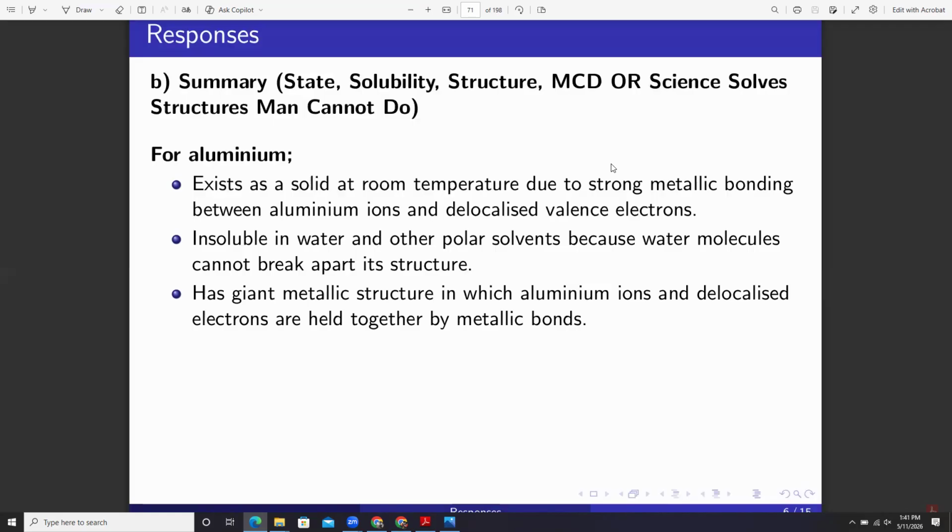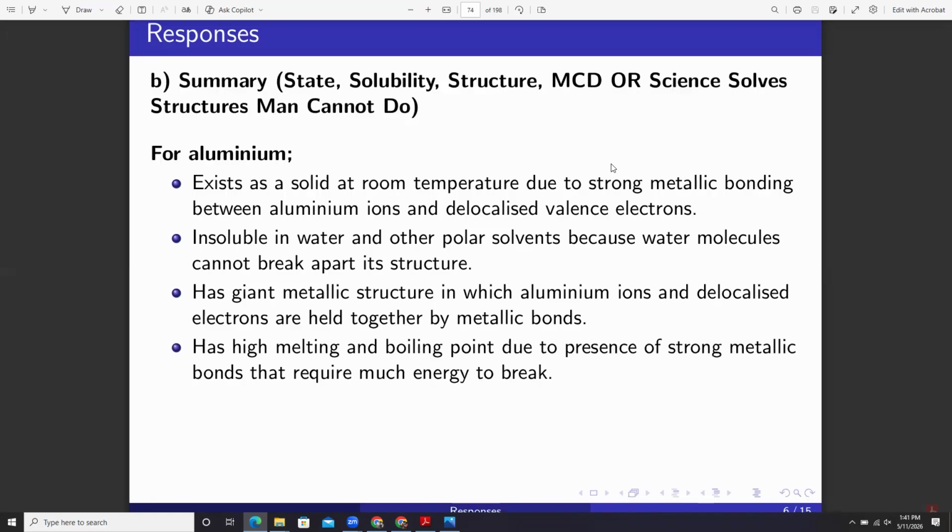Then melting point, metals are very strong, therefore should have very high melting point. So in this case, we are going to say that aluminium has a high melting and boiling point. Why? Due to presence of stronger metallic bonds that require much heat to break.